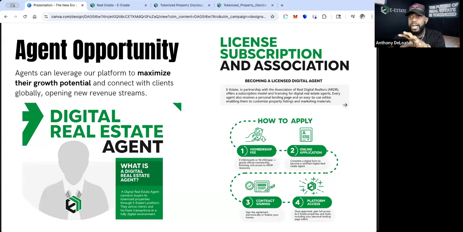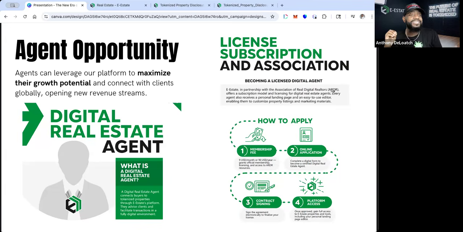Now, let me tell you how you could become a digital real estate agent because this is history in the making. The way you become a digital real estate agent is that you have to become a member of the ARDR, which means that you have to have their license subscription. Now, the ARDR is the company that came together with Eli Property to actually launch eEstate. Now, the ARDR is setting the standards for this tokenized real estate space. So, in order for you to get that license subscription for the ARDR, you do have to pay a fee. But it's not like traditional real estate where it's hundreds or even thousands of dollars. Guys, let me tell you that you can become a member of the ARDR for only $9.